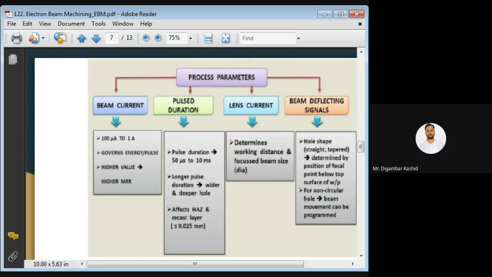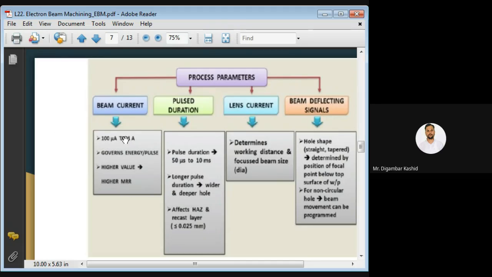Now let us discuss the process parameters. The question is: what are the different process parameters for the electron beam machining process? The process parameters are beam current, pulse duration, lens current, and beam deflecting signals. These are the four important parameters for this electron beam machining process, and I am going to talk about them.